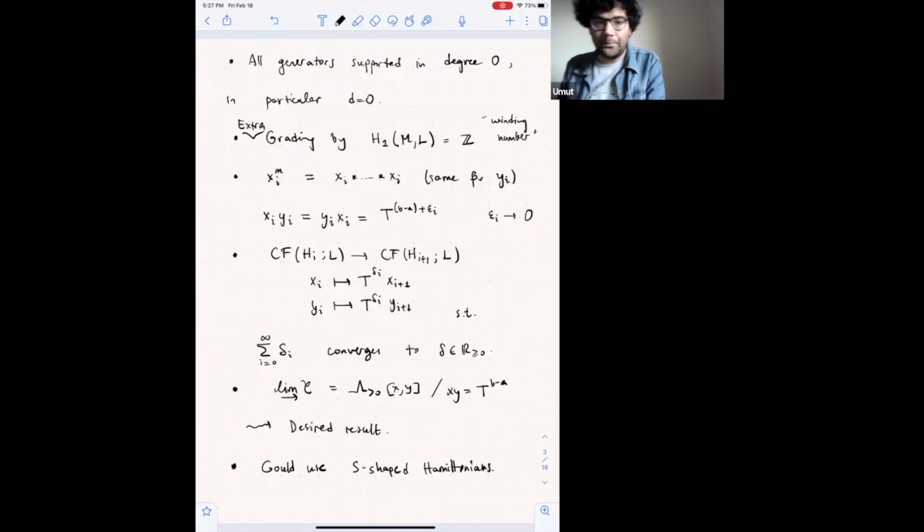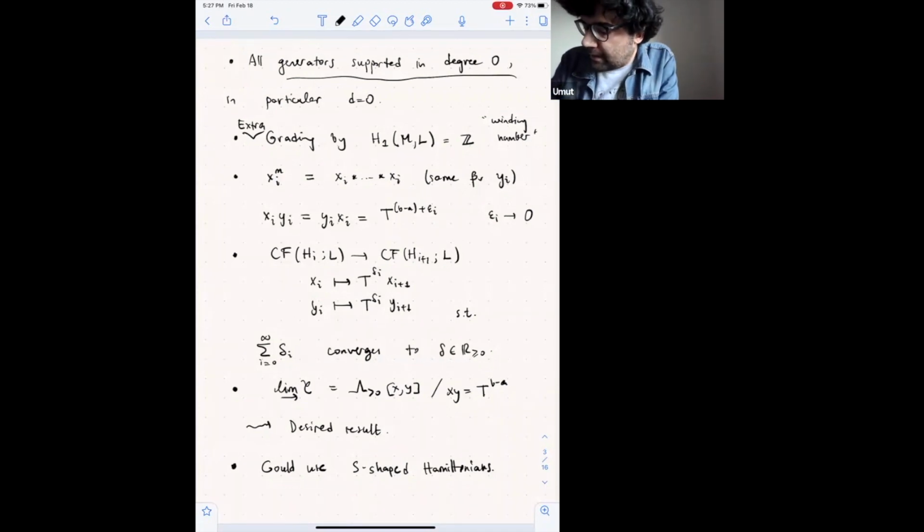Now, because of this particular choice of grading datum that I made, all of these generators are supported in degree 0. So therefore there's no room for a differential, for example. All of these chain complexes are actually just modules living in degree 0.